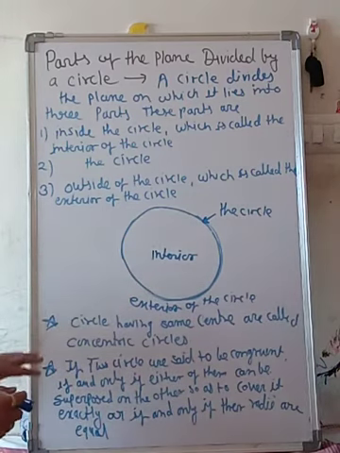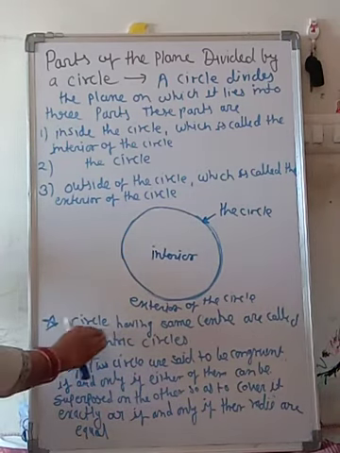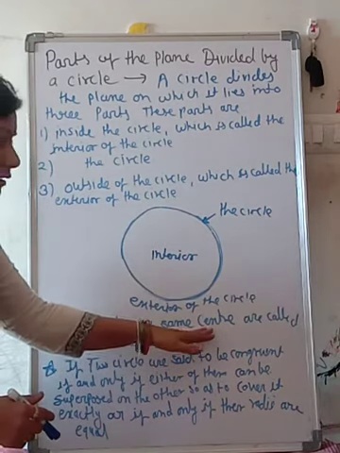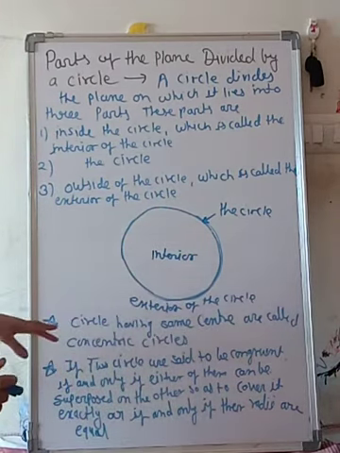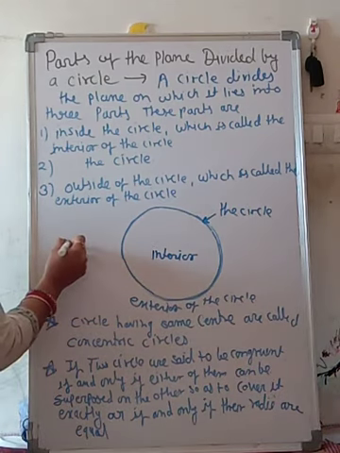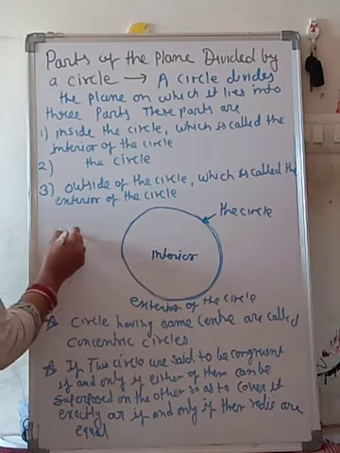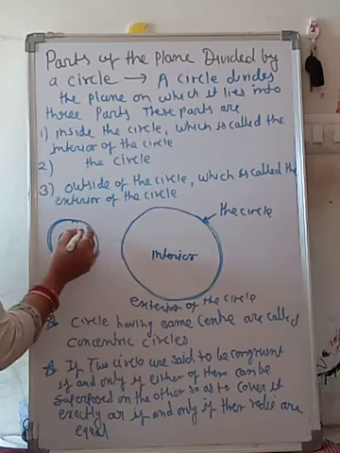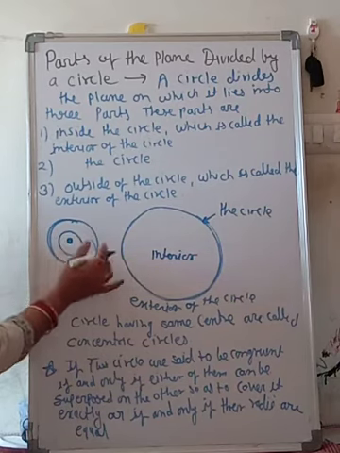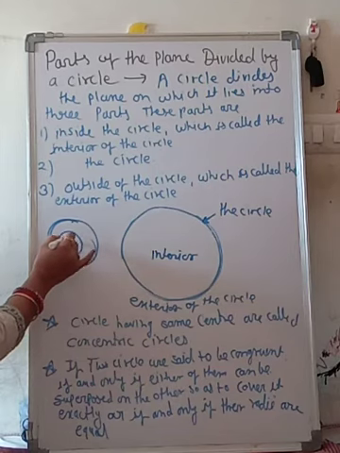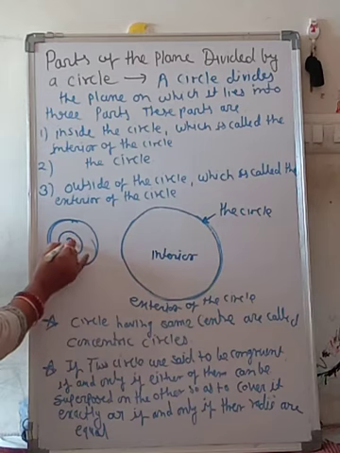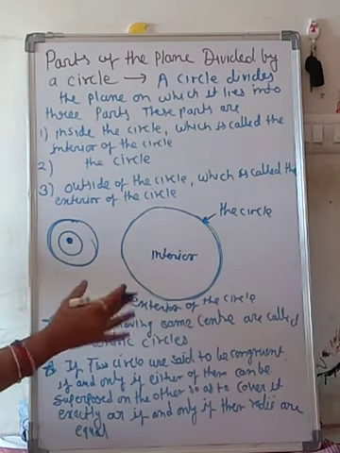Now here are some important points. The first is circles having the same center. Circles having the same center are called concentric circles. Suppose here we are given a circle and again we draw a second circle. Both circles have the same center point. So circles having the same center are called concentric circles.